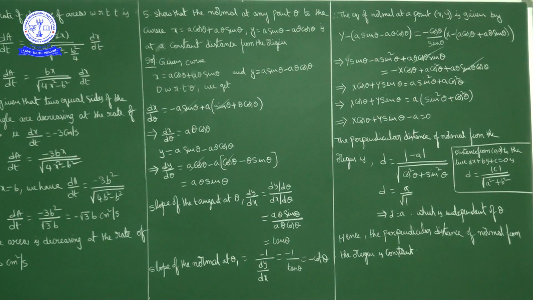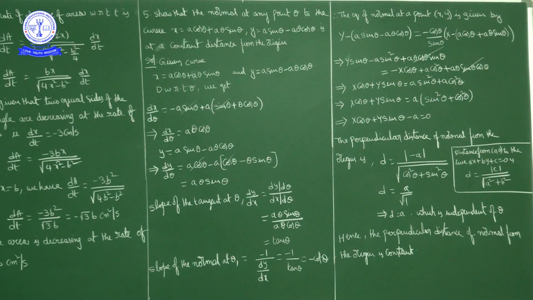Now slope of the tangent at any point theta is dy by dx. Dy by dx is nothing but dy by d theta upon dx by d theta. Dy by d theta is a theta sin theta upon dx by d theta, which is a theta cos theta. The a cancels, theta cancels. So sin theta by cos theta is tan theta. So slope of the tangent at any point theta is tan theta.